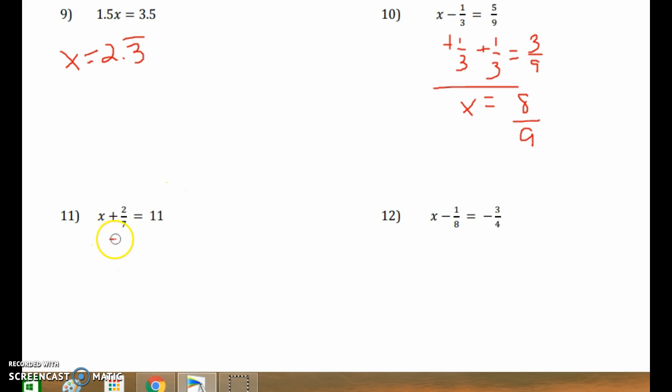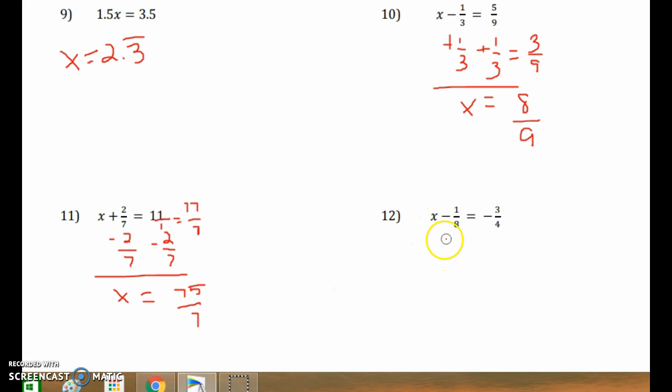Down here I subtract 2/7. That means I have to subtract 2/7 from 11. 11 doesn't have a denominator, but it's really 11 over 1. So to rename this with a common denominator, I'm going to get a 7 on the bottom and 77 on top. Oh, it's a very large number. And that means I'm going to get 75 over 7. And for right now, I can leave it just like that.